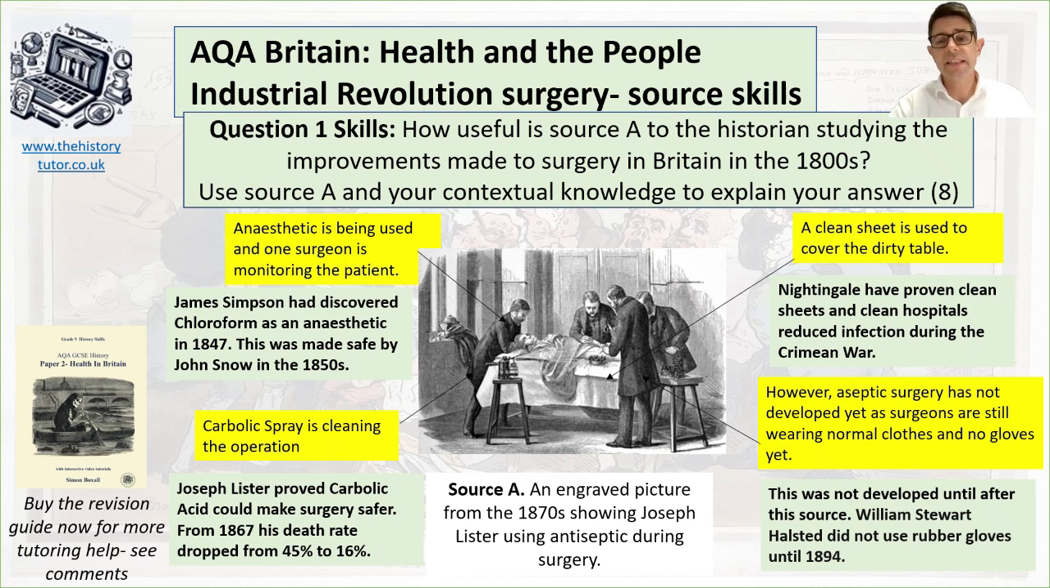However, we've got a negative here as we go round clockwise round the source. Aseptic surgery was not developed yet. Surgeons still wearing dirty clothes. There's no gloves. So we know that rubber gloves were not developed until 1894 by William Stuart Halstead, if you want some really detailed wider knowledge. And then finally we can see the spraying machine, spraying carbolic acid around the theatre. And we know that Joseph Lister used this from 1867 to about 1870, and his death rate dropped from 45% to 16%. And we know he obviously had that great success.